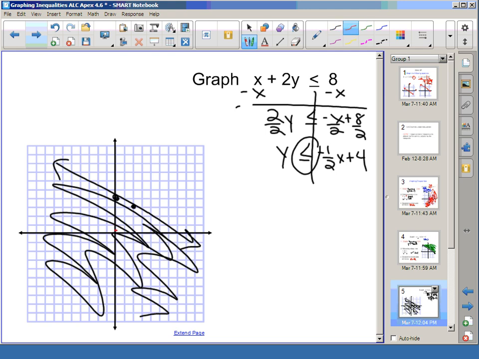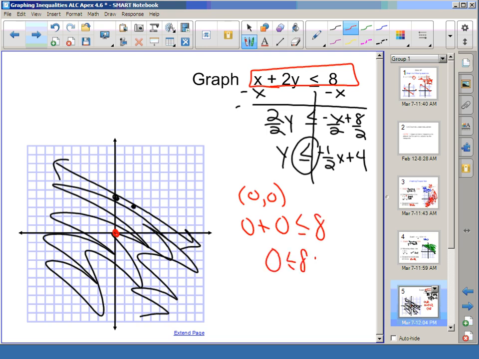Determine if a point is a solution. I'm going to try 0, 0 again. That is in the solution area. So 0, 0 is a solution. We can check. I can just put it back into here if I want. This would be 0 plus 2 times 0 is 0 plus 0. Is that less than or equal to 8? Yeah, 0 is less than or equal to 8. So 0, 0 is a solution.